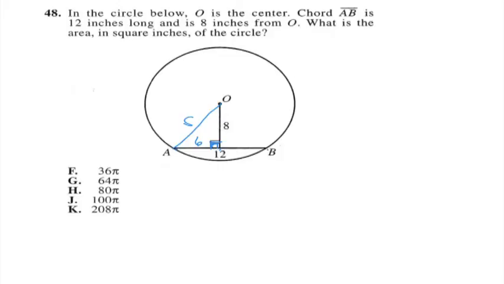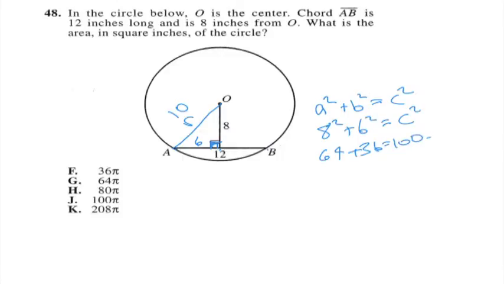So now what we have is a 6, 8, 10 triangle, or you could do a squared plus b squared equals c squared. And that way we would have 8 squared plus 6 squared equals c squared, which is 64 plus 36 is equal to 100 is equal to c squared, therefore c equals 10. That's the way to do it. Or you remember it's a 3, 4, 5 doubled. 3 doubles to 6, 4 doubles to 8, and 5 is doubled to 10.